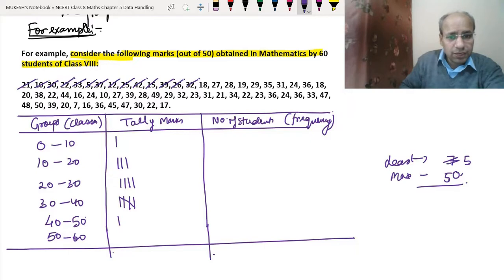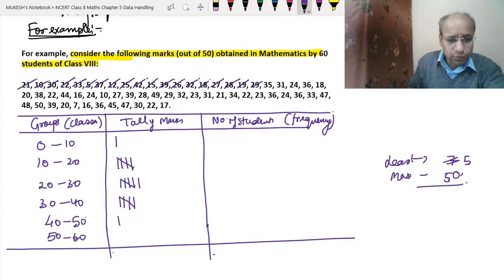Okay. 18 will come between 10 and 20. 27 will come between 20 and 30. So we will make the block here. 28 will come between 20 and 30. 19 will come between 10 and 20. So we will make the block here.